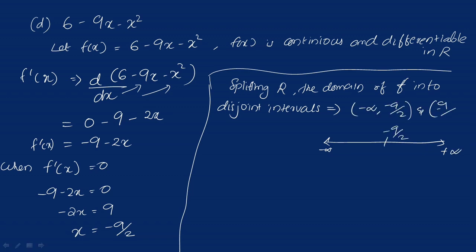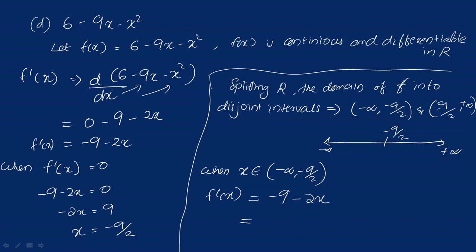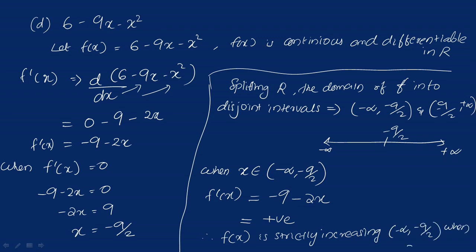So we have the intervals, that is minus infinity to minus 9 by 2 and minus 9 by 2 to plus infinity. So when x belongs to the first interval, that is minus infinity to minus 9 by 2, we have f dash of x, that is minus 9 minus 2x. So applying a value between minus infinity and minus 9 by 2 for x, we have a positive quantity as f dash of x. So we can write f of x is strictly increasing in the interval minus infinity to minus 9 by 2 when x is less than minus 9 by 2.